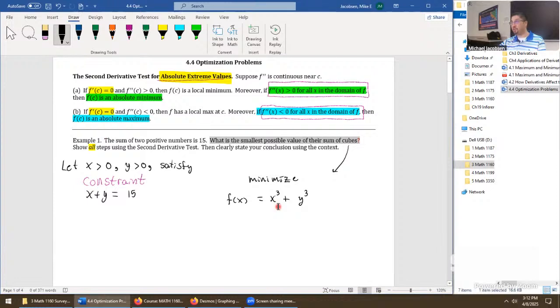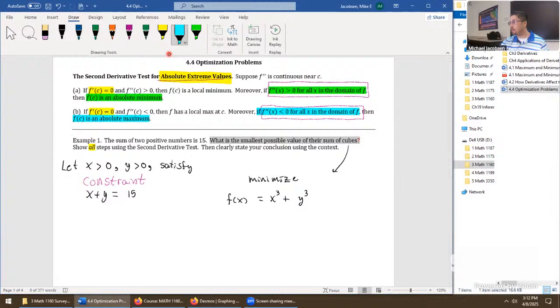One big problem though. If I declare f of x as a function of the variable x, yet it outputs x cubed plus y cubed, we have a major notation problem. y itself had better be a function of x, or else we can't do this calculus here. I can't differentiate with respect to x with the variable y inside there. So we go back to this constraint equation. We can turn y into a function of x just by solving for it.